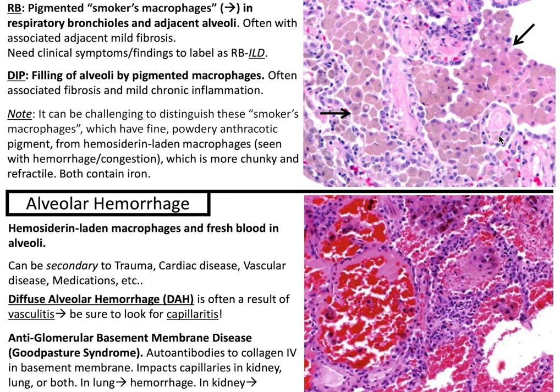Antiglomerular basement membrane disease, or Goodpasture syndrome. This is due to autoantibodies to collagen 4 in the basement membrane. This impacts the capillaries in kidney, lung, or both. In lung, it'll lead to hemorrhage. In kidney, it'll lead to crescentic glomerulonephritis.